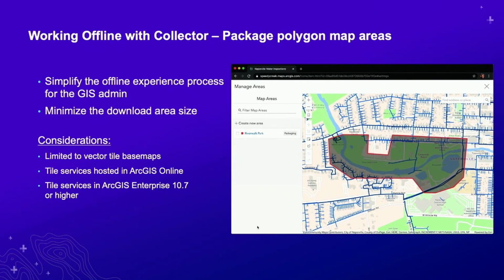All right, some considerations there. That irregular map area capability is limited today to vector tile base maps. If you're using raster base maps, you still have to use an extent. The tile hosted services that you can use are the Esri ArcGIS Online hosted services. You can also use tile services with ArcGIS Enterprise 10.7 and higher.